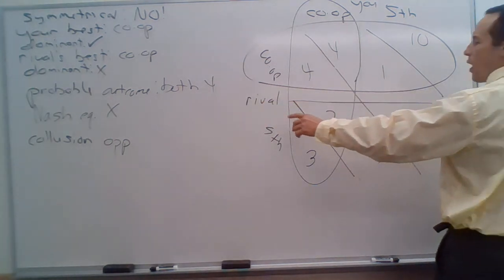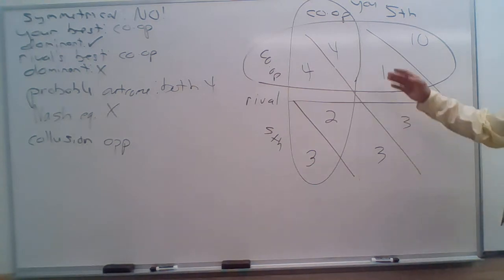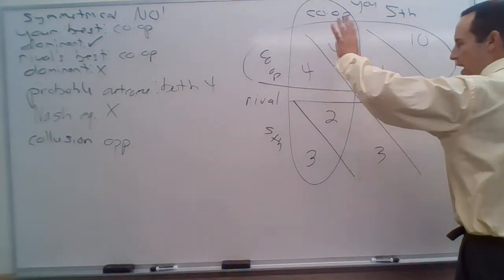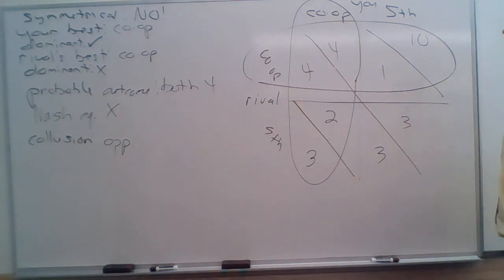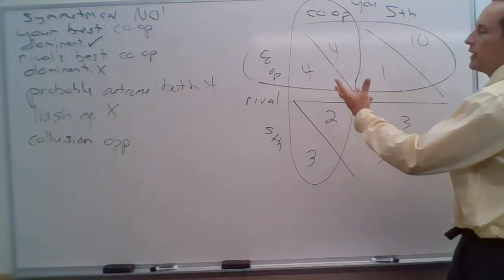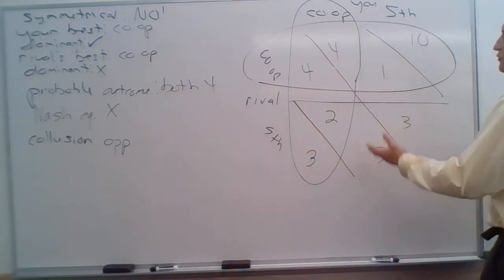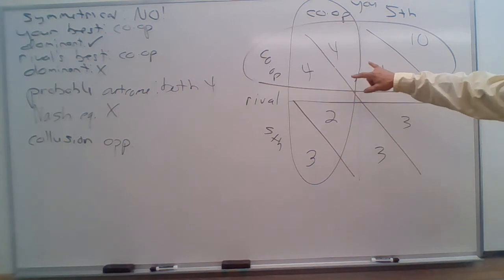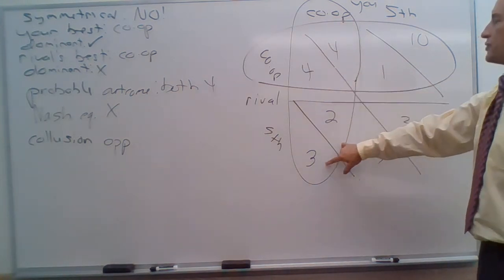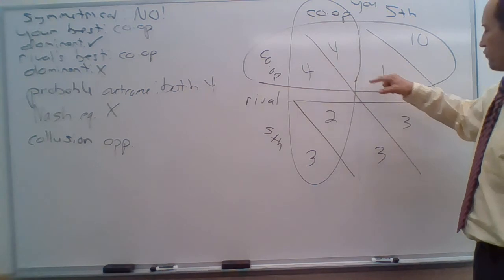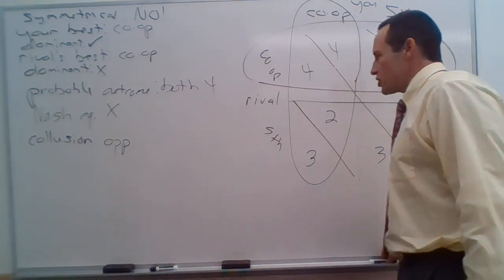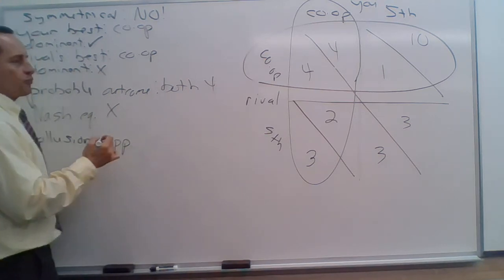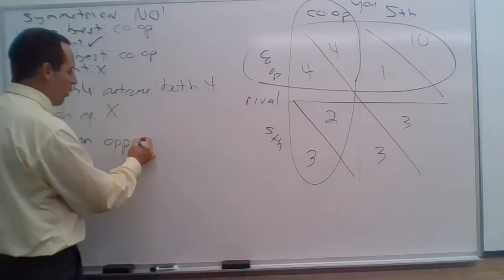Anything that requires your rival to plead the 5th is better than what's going to happen. If you could, after you're taken into custody by the police, communicate to your rival, hey, please, just plead the 5th. If you plead the 5th, both of us are going to be better off. That is certainly the case, because both of you go from 4 and 4 to 3 and 2, or from 4 and 4 to 3 and 3.